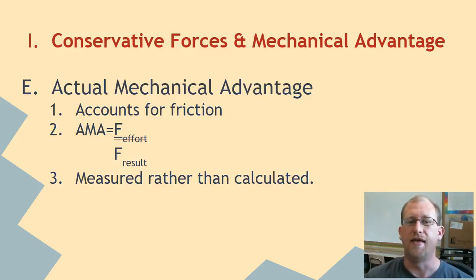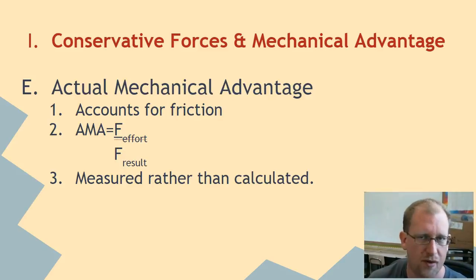Okay, the actual mechanical advantage accounts for friction, and we always measure this as opposed to calculating it. You can't really calculate AMA. You can measure AMA. You look at the force going into the system and the force coming out of the system. You calculate the work done, and then you can see how much you actually were helped by the machine, and not what theoretically the machine should have done. This is always measured rather than calculated.